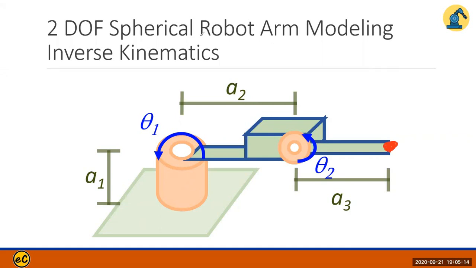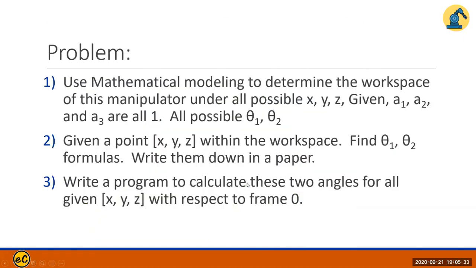So now, given any XYZ with respect to frame 0, how can you calculate theta 1 and theta 2? That would be our goal for this assignment. Basically, in this problem, you need to turn in the following things. First, you need to use mathematical modeling to determine the workspace of this manipulator under all possible XYZ, given the frame that you specify by yourself.